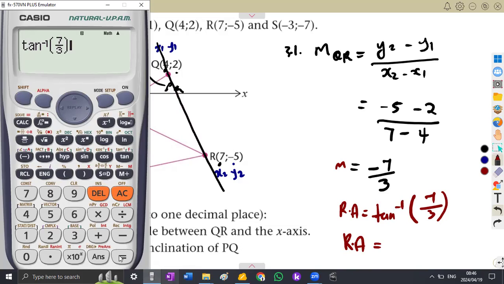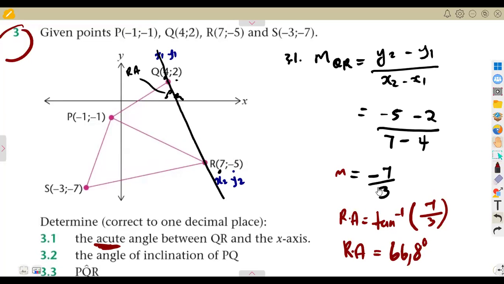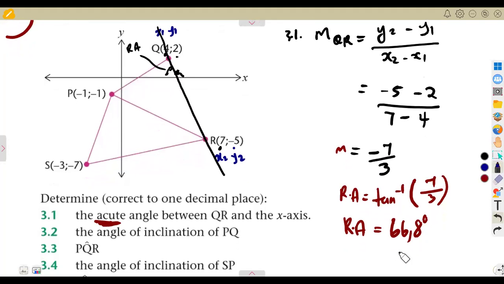All right, so to 1 decimal place, that will be 66.8. All right, shift again, fix this to 1 decimal place. That is going to be 66.8 degrees. So this is the angle that the question is asking you about, which is the acute angle. This is the acute angle the question is asking you about. The question is not asking you about the angle of inclination.